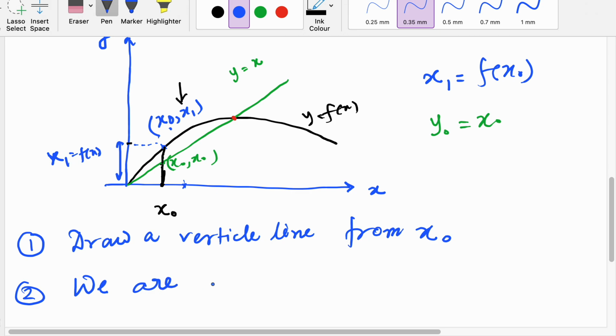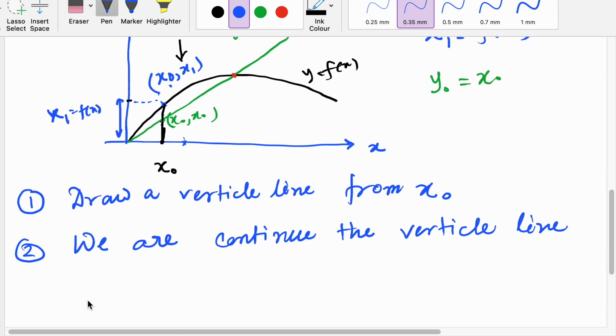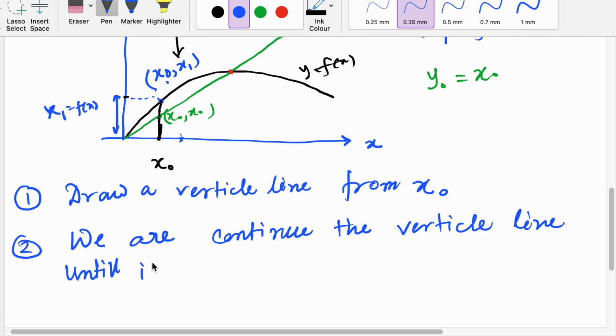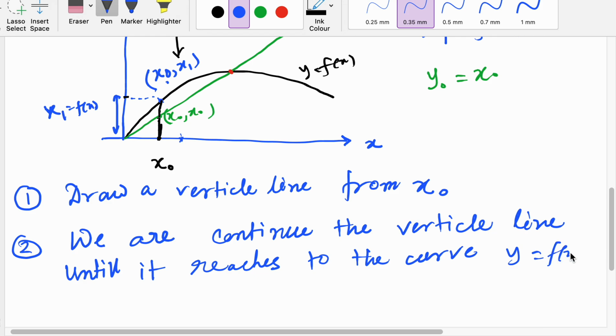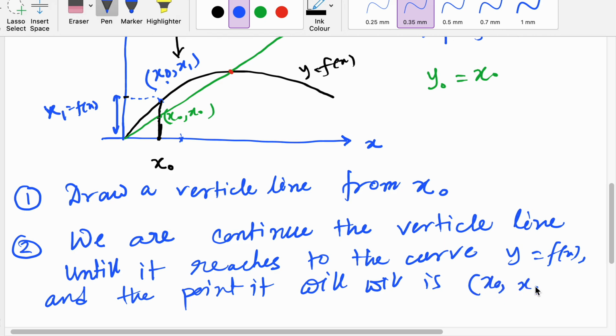Second, we continue the vertical line until it reaches the curve y equal to fx, and the point where it cuts is x0 x1. Now we want to generate the point x1 x1 from x0 x1.